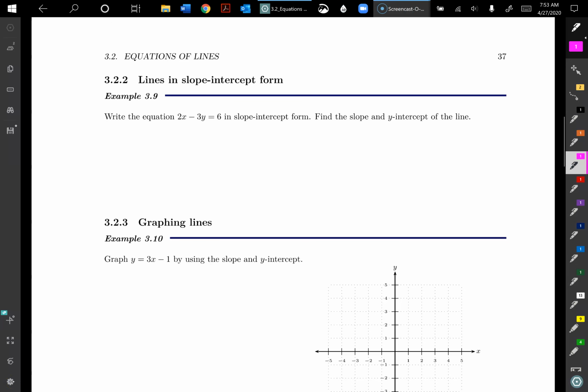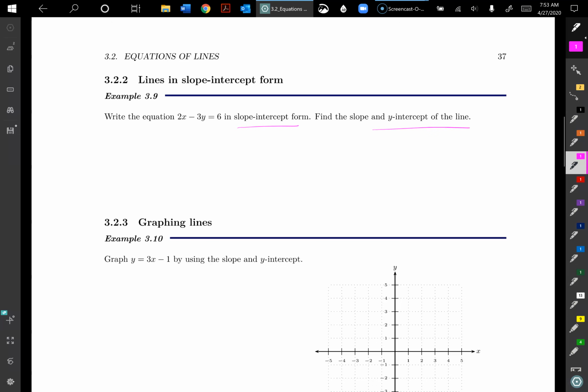Okay, so for part 2 of equations of lines, we are looking at page 37 in your workbook, lines in slope-intercept form. Write the equation 2x minus 3y equals 6 in slope-intercept form. Find the slope and y-intercept of the line.